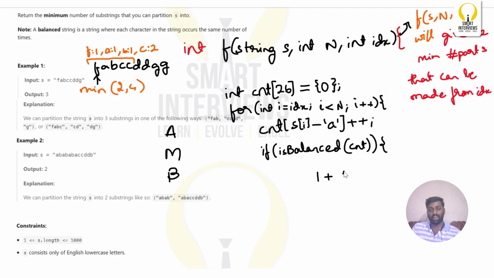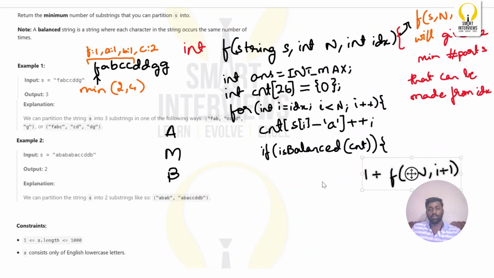I have my f function. So f of s, n, and this time the index you are going to pass is I plus 1. Now this f function call will give me the minimum partitions I can make. After getting the minimum partitions, this can be eligible for my answer, and I need the minimum possible answer. So let's initialize the answer first. Answer equal to int max, because I need the minimum.